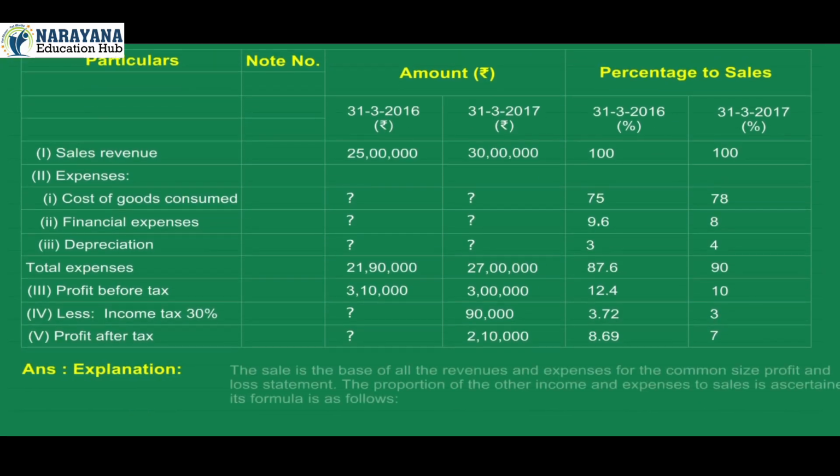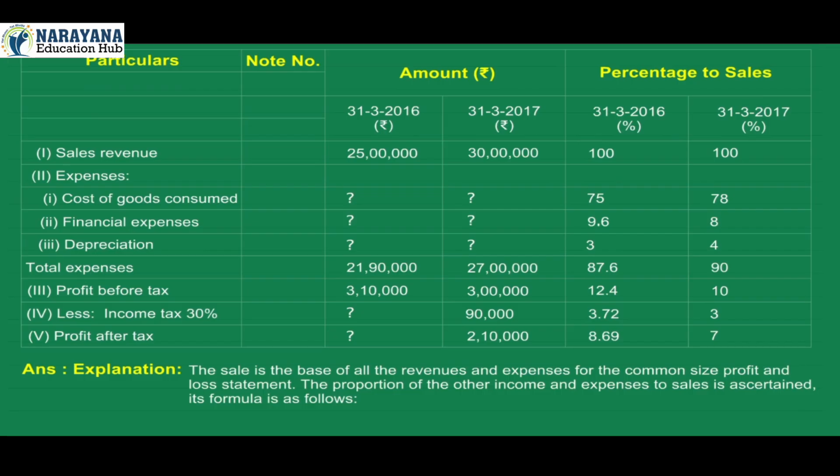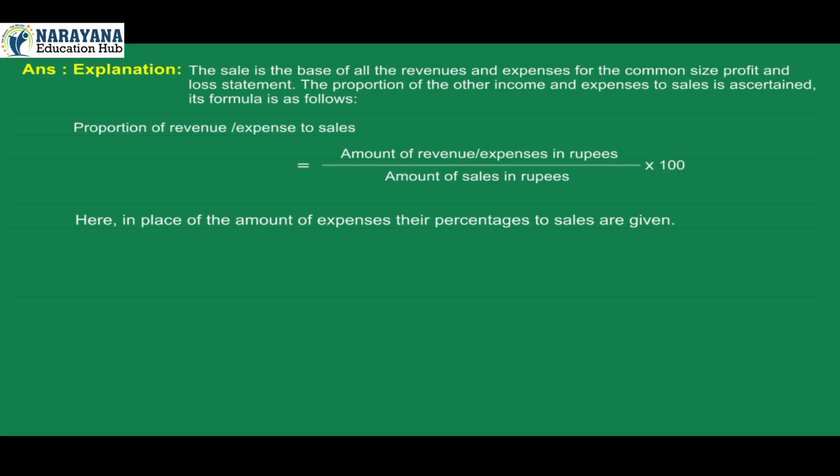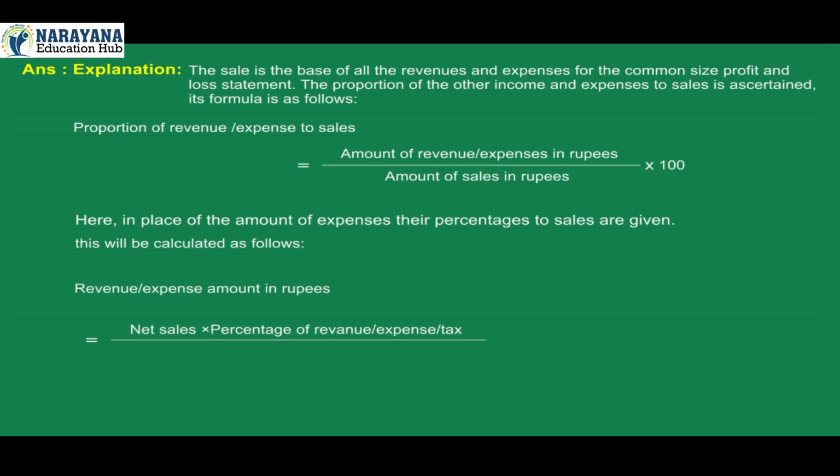Answer. Explanation. Sales is the base of all the revenues and expenses for the common size profit and loss statement. The proportion of the other income and expenses to sales is ascertained. Its formula is as follows. Proportion of revenue or expense to sales is equal to amount of revenue or expenses in rupees divided by amount of sales in rupees into 100. Here, in place of the amount of expenses, their percentages to sales are given. This will be calculated as follows. Revenue or expense amount in rupees is equal to net sales into percentage of revenue or expense or tax divided by 100.